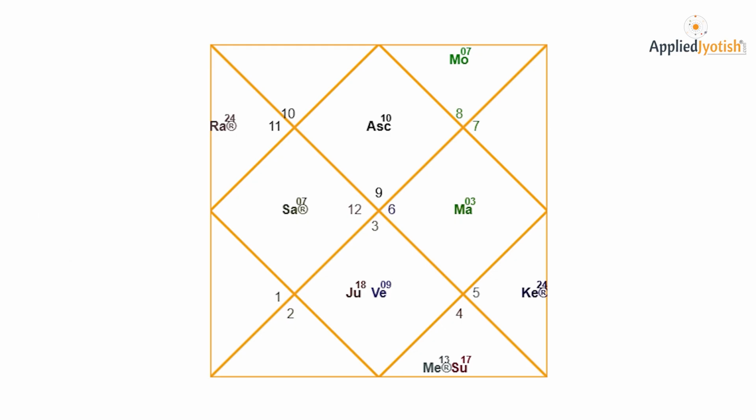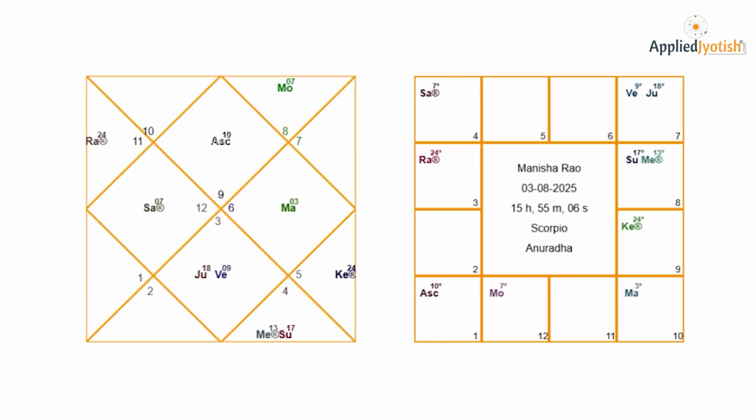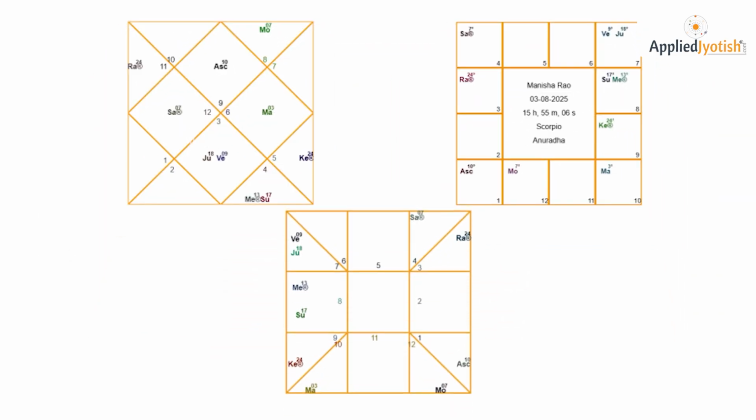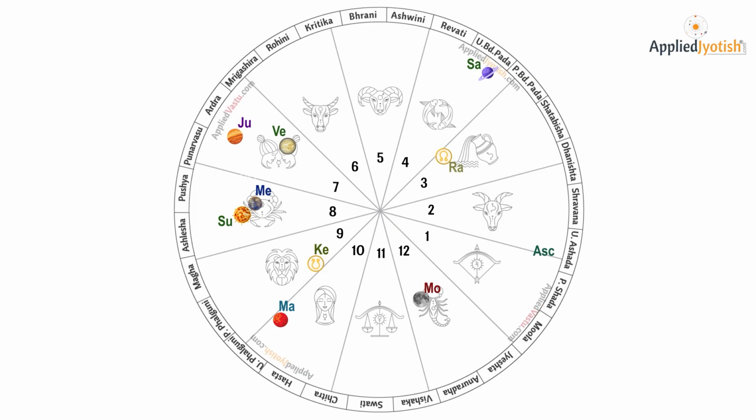Additionally, if you look at the North Indian, South Indian, or East Indian style of birth chart, it is not easy to determine which planet occupies which nakshatra. However, with the AppliedJyotish Kundali, this is clearly possible. These are the unique features of the AppliedJyotish circular birth chart.